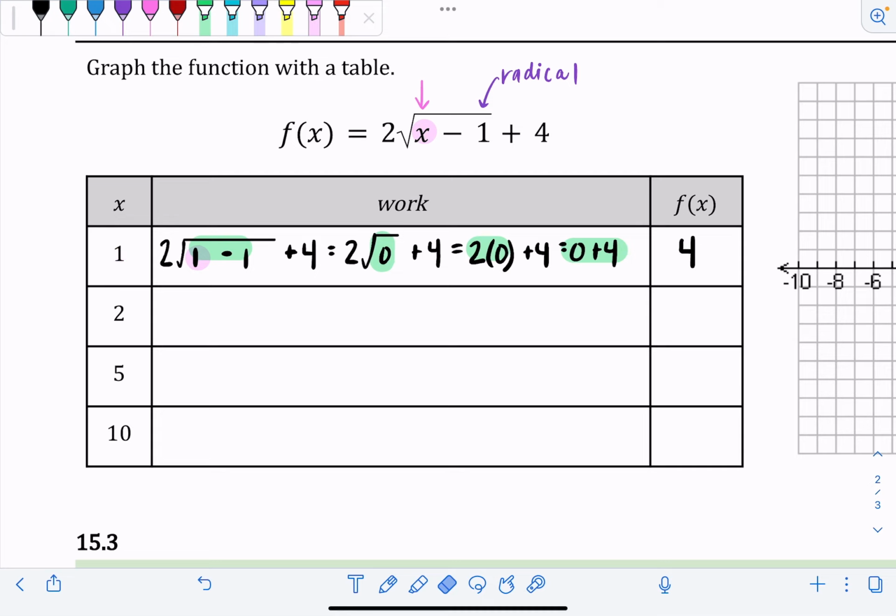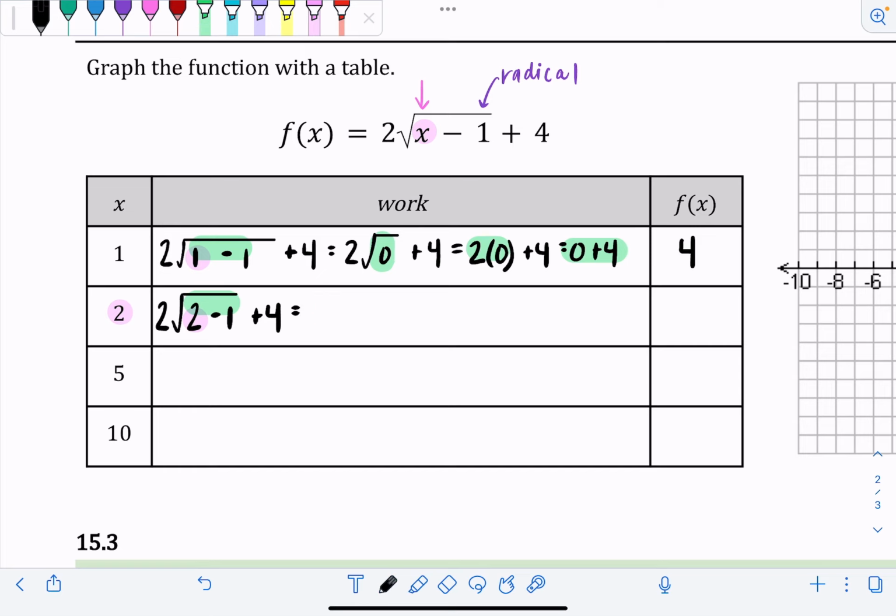Okay, so we'll keep repeating that process, but with our different x values. So next we have a 2 going in for x. So this would be 2 times the square root of 2 goes in for x right there, and then minus 1, and then the plus 4 outside of the radical. So we'll subtract inside the radical first. So it would be 2.